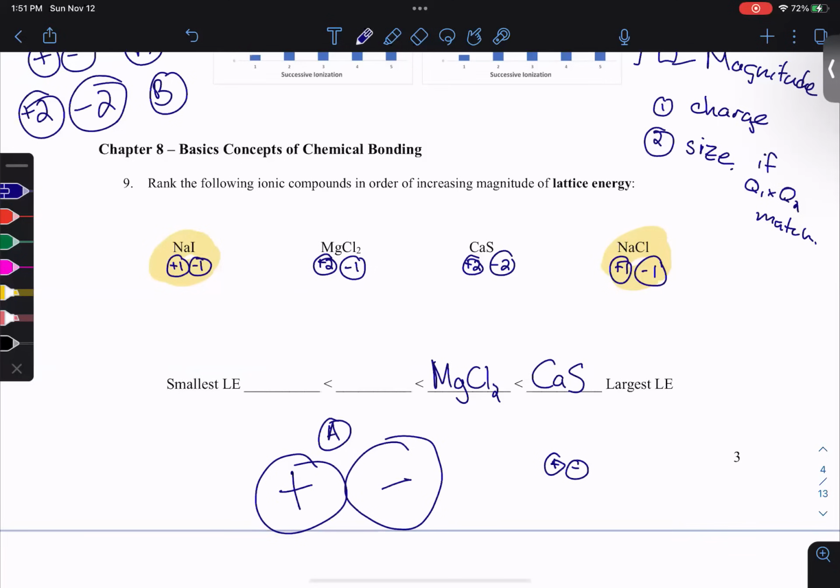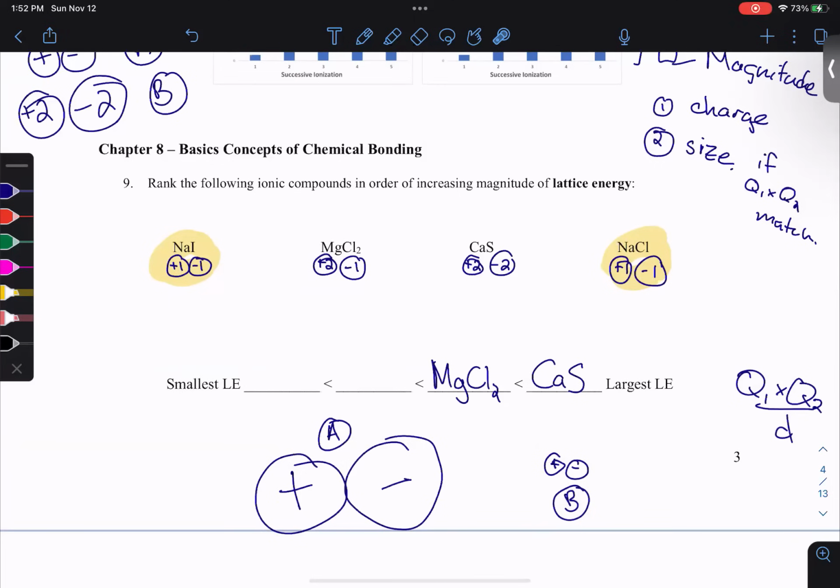Which one is harder to rip apart, A or B? When the ions are really, really small, or when the ions are really, really big? What do you think's harder to rip apart? When things are small. Yeah, when things are small, those particles are really, really close to one another. And if we remember the potential energy equation, Q1 times Q2 over distance, when the distance is small, the magnitude of that potential energy increases. So in option B, it's harder to rip apart ions that are small versus when they're really large.